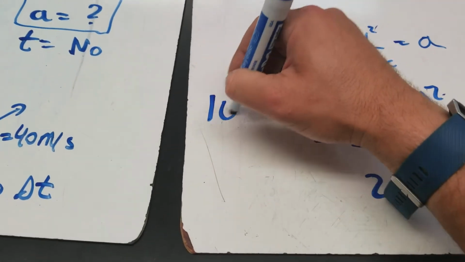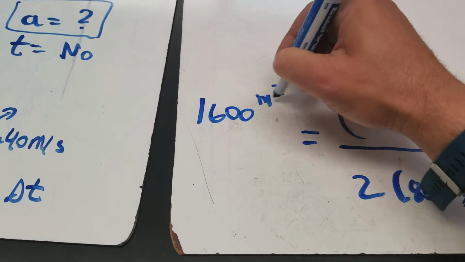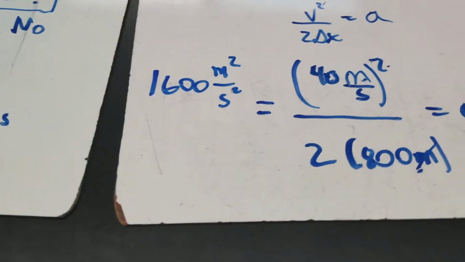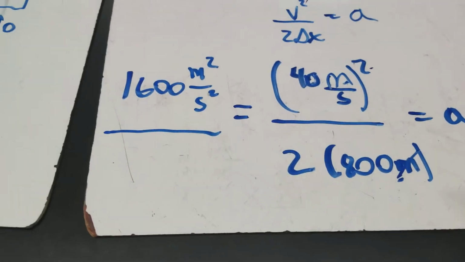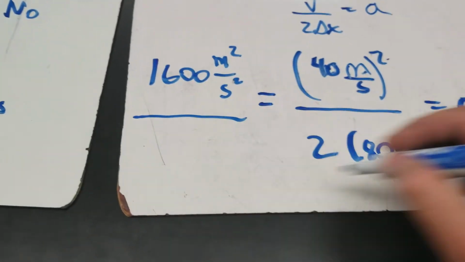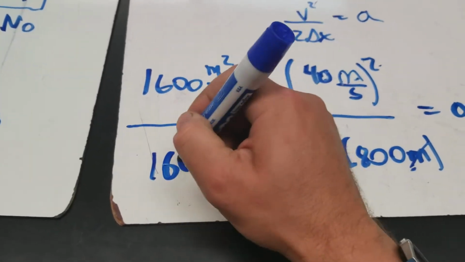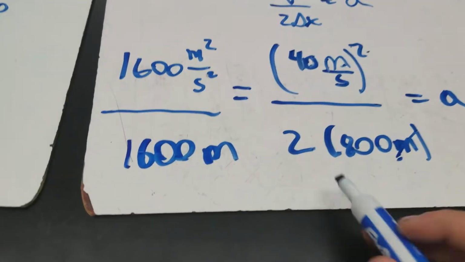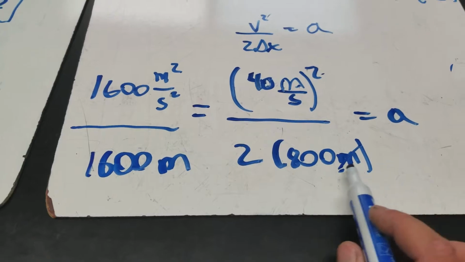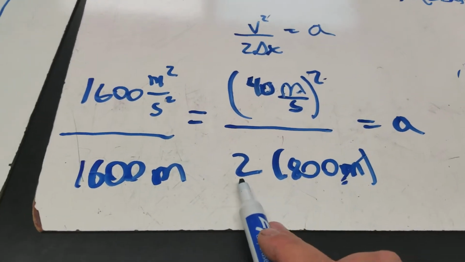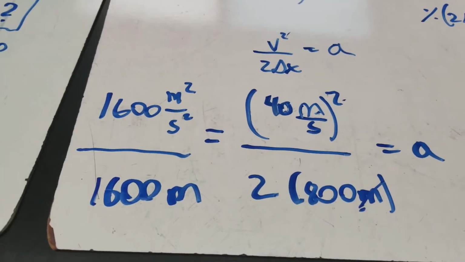So what I have on the top is 1600 meters squared seconds squared, right? I squared the units as well. That's what dimensional analysis means, to do the math with the units. And on the bottom, I have 2 times 800 meters, so that can just become 1600 meters. Things that don't have units don't alter the units when you multiply them together, it's just a constant, right? So you just get twice as much space.